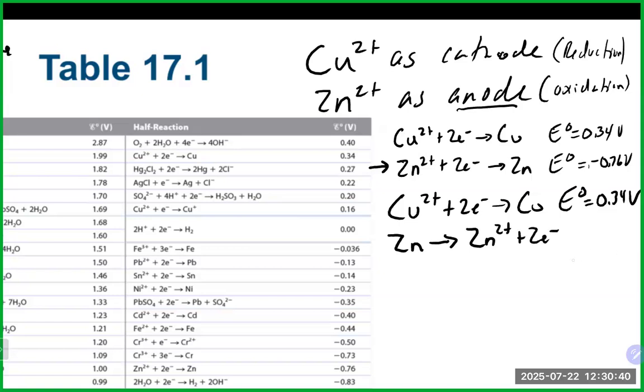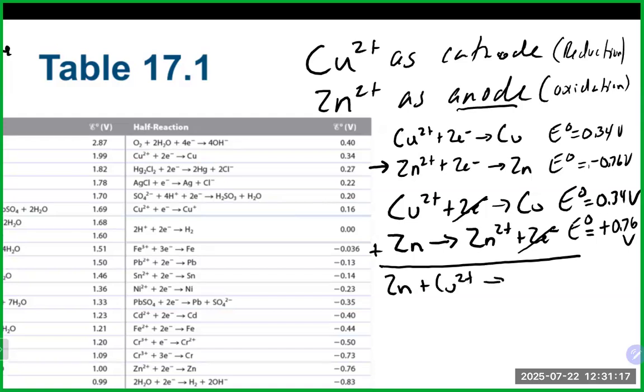Now, if you flip this and write it as an oxidation reaction rather than a reduction reaction like you find in the table, the sign will actually change from negative to positive 0.76 volts, because basically I just flipped it around. These are the correct overall reactions, which we could add together just like we do with redox reactions. By the way, the electrons should always cancel each other out. And that will give us our overall reaction of zinc plus copper 2+ going to copper plus zinc 2+.